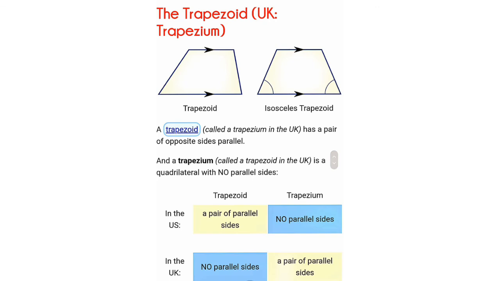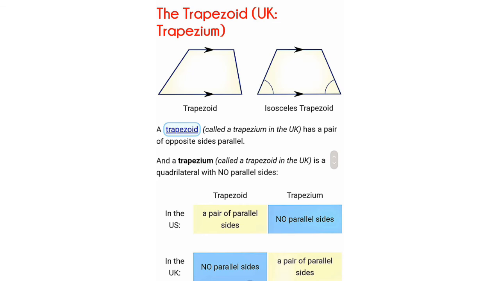Wait, I will explain. In America this shape is called trapezoid, but in other countries like the UK it's called trapezium. So a trapezoid or trapezium, whatever you say. This shape, a trapezoid, called a trapezium in the UK and other countries, has a pair of opposite sides parallel. See, in this shape we have only one pair of parallel sides. Got it? We have only one pair of parallel sides.